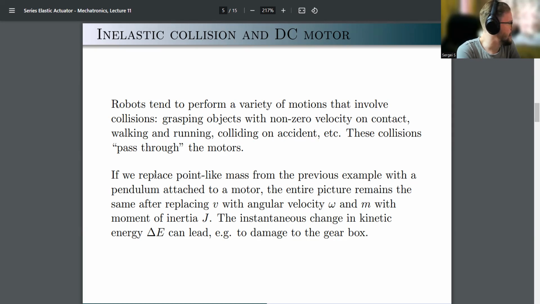Okay, so now to understand it mathematically, imagine we replace our point-like mass with a pendulum attached to a motor, right? So everything would remain the same. It's just that instead of linear velocity, we have angular velocity. Instead of mass m, we have moment of inertia J. But we can still compute the instantaneous change of kinetic energy, which would pass through the gearbox. Right? It can damage the gearbox.